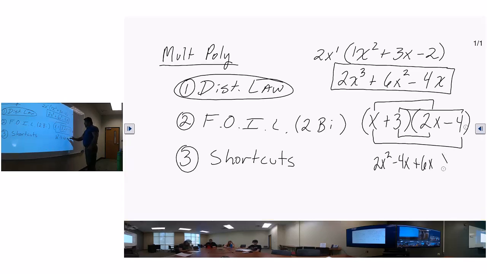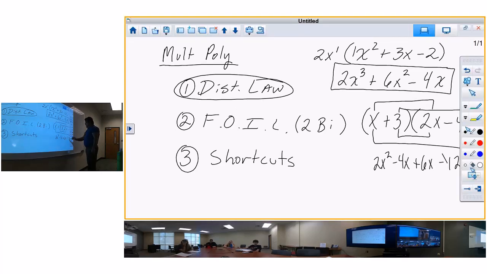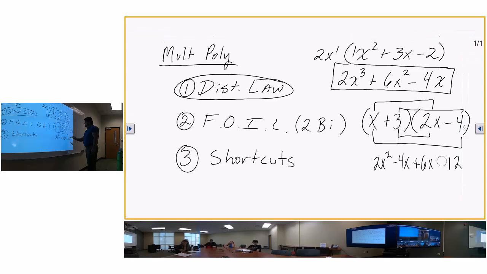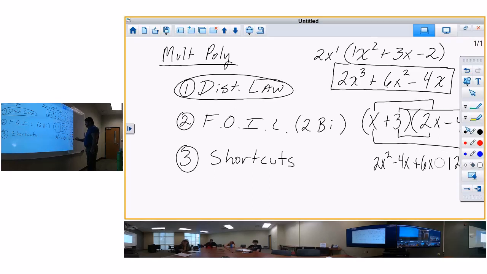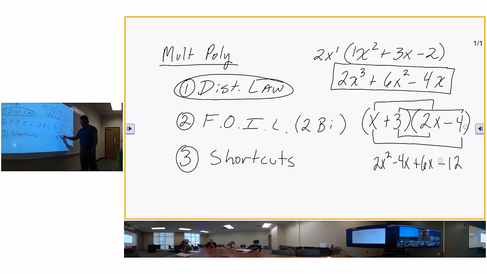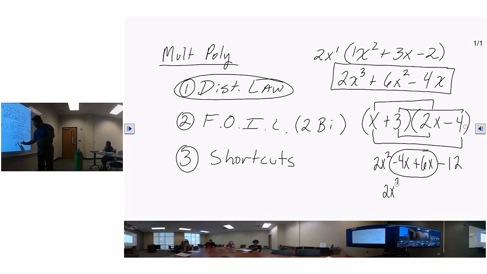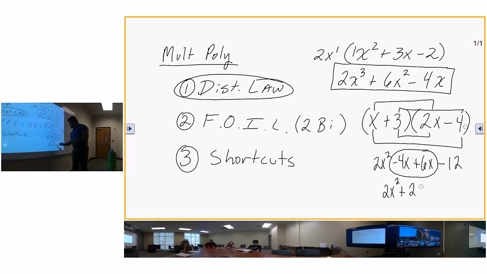Minus 12. Now, remember, whenever you use the distributive law or the FOIL method, you will always do what after that? You always combine what? Like terms. Always combine like terms. We did it there. We didn't have to do it up here because we just used one term. But usually when you distribute or use the FOIL method, you always have to combine like terms afterwards. So 2x squared plus 2x minus 12.